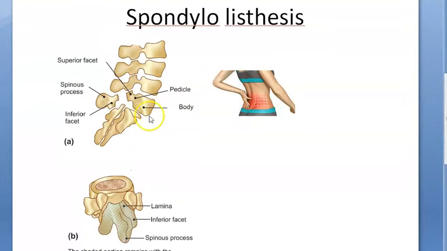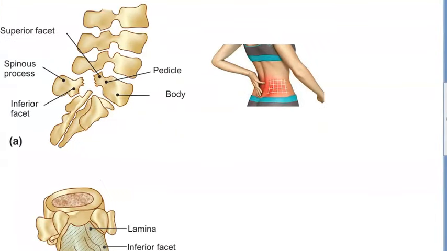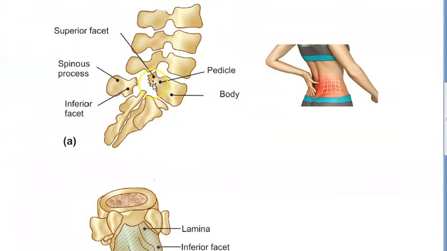So here you can see they have shown spondylolisthesis. There is some break and there is some anterior displacement. That's what they have shown in this image. But however, just look at what spondylolisthesis is. It is the forward displacement of a vertebra over the one below it.